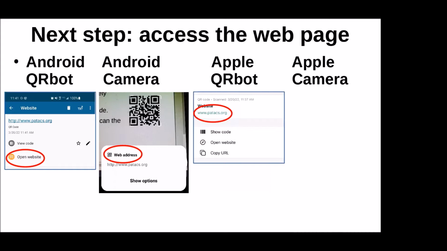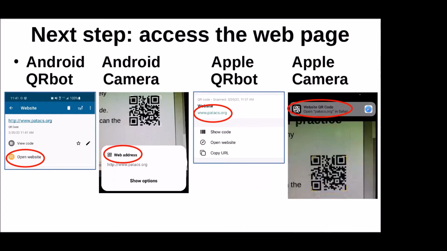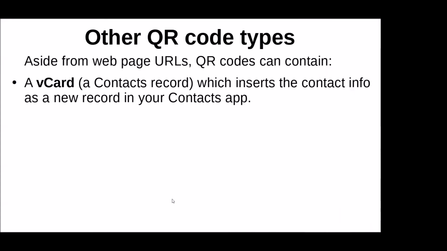If you're using Apple with QRBot, tap the web page address that I circled here at the top of the pop-up. And if you're using the Apple camera, it shows up at the top above the QR code. It's not very contrasty, but you tap the phrase website QR code, and it will open the pataces.org website in Safari. And that's it. Now you're ready.